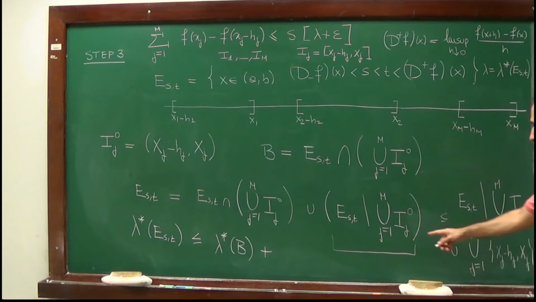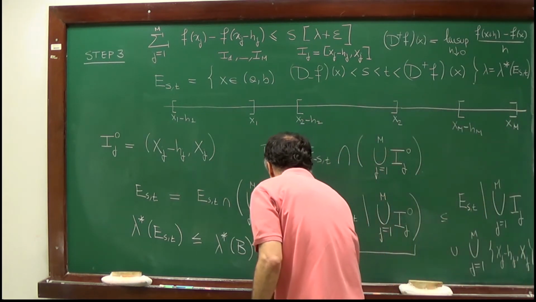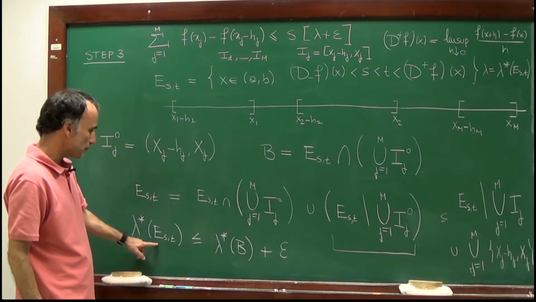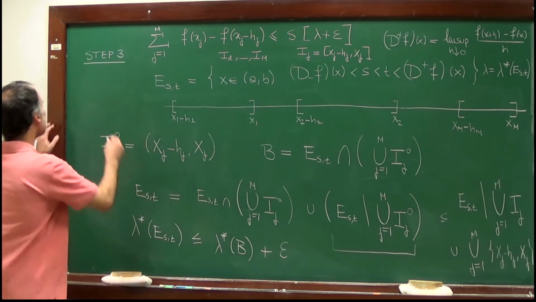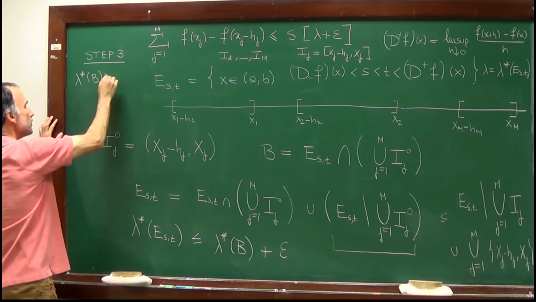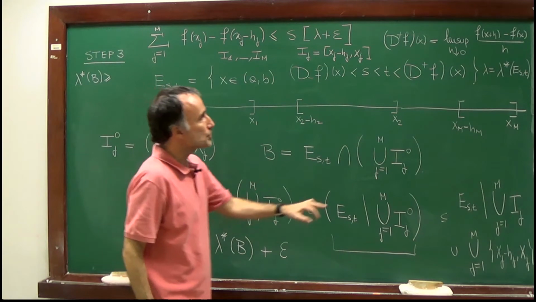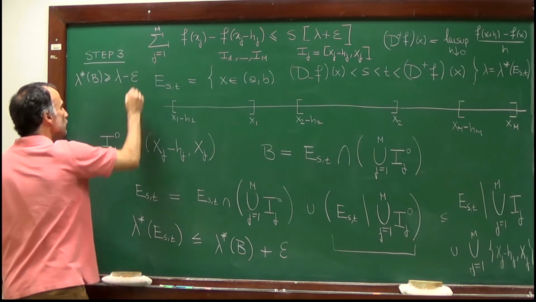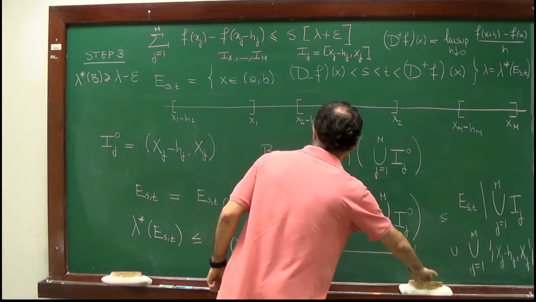So the outer measure of that set is less or equal than the outer measure of this set, which is bounded by epsilon by construction of my sets I_j, plus the outer measure of that set, but the outer measure of that set is equal to 0. So this is bounded by epsilon. And therefore the outer measure of B is larger than the outer measure of E_st minus epsilon. So let me write this conclusion here: the outer measure of B is larger than the outer measure of E_st, which I'm calling lambda, minus epsilon. That will be important for what I need later.